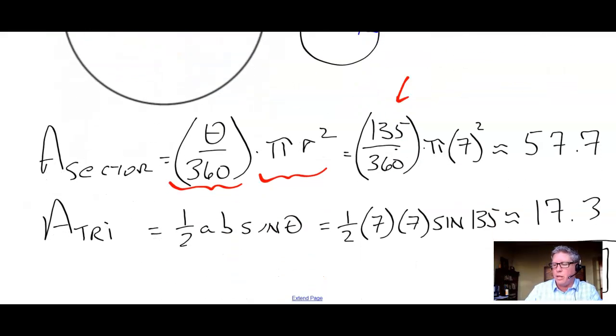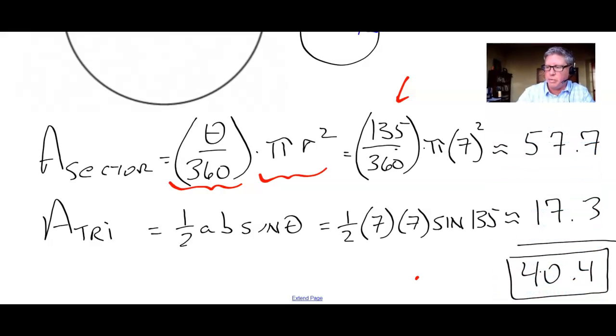Okay, now let's move me out of the picture. The area of the triangle is 1/2 ab. I know two sides of the triangle, and do I know the angle between them? You bet. The sides are 7, and the angle between them is 135. So I multiply this out. This is the area of that triangle, and when I subtract the 2, I get 40.4.